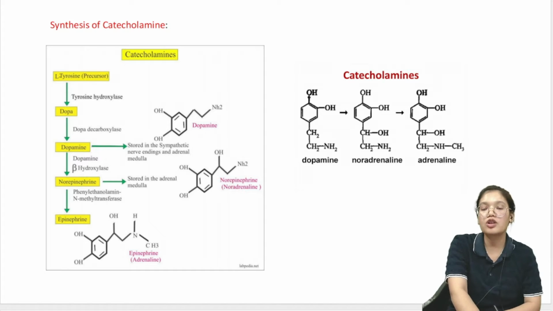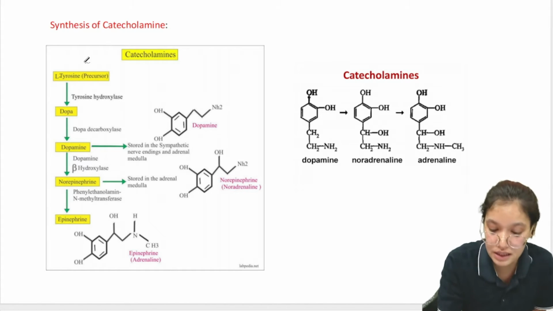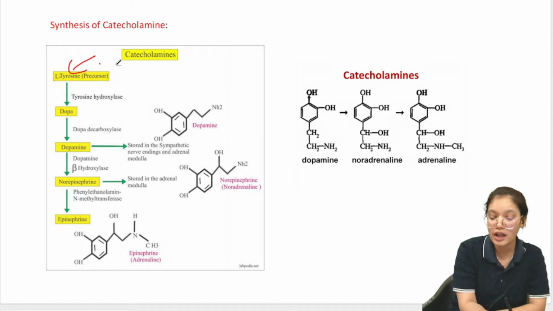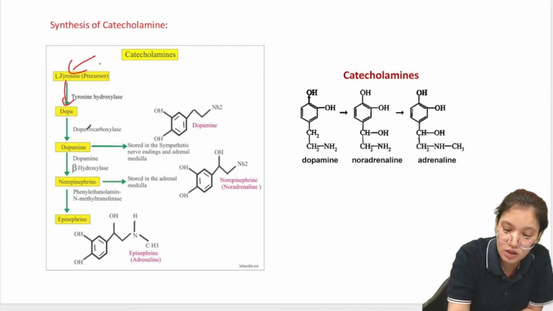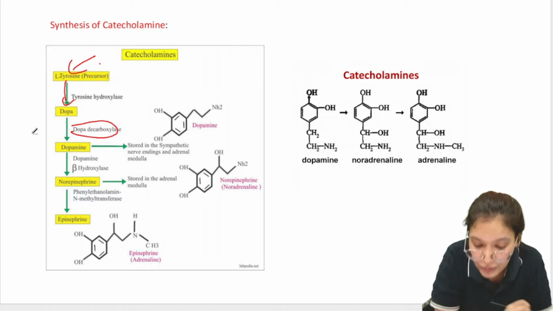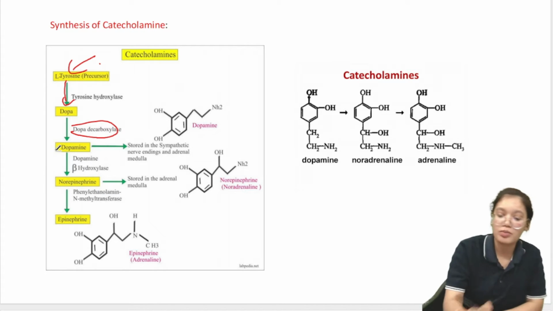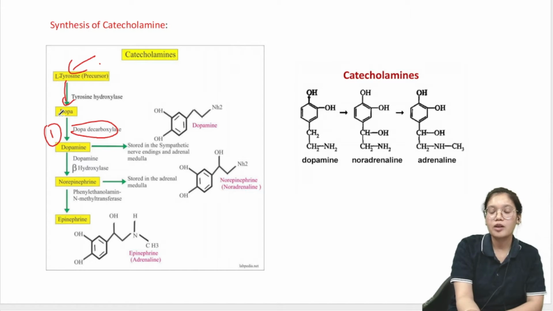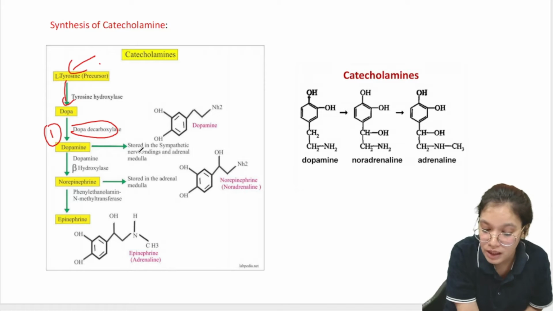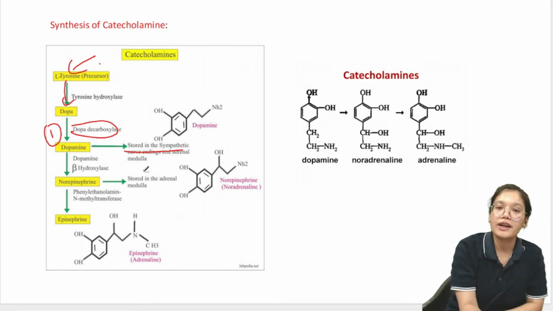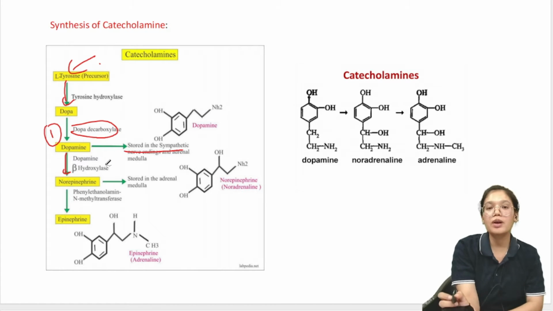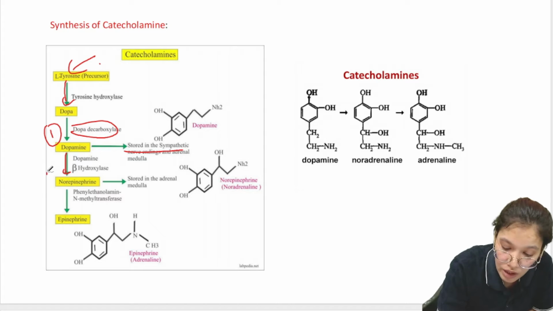The precursor for the synthesis of catecholamines is L-tyrosine. In the presence of the enzyme tyrosine hydroxylase, it forms DOPA. DOPA further, in the presence of the enzyme DOPA decarboxylase, forms dopamine. Dopamine is the first neurotransmitter naturally synthesized inside our body, and it is stored in the sympathetic nerve endings and the adrenal medulla.